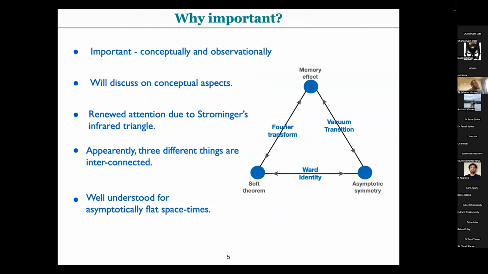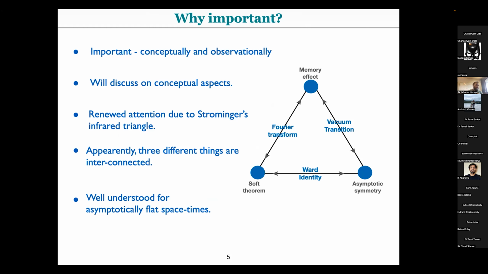So why is understanding the memory important? This is important both conceptually and observationally. As I said, the gravitational wave template can carry the signature of memory, and I think the space-based detector LISA is more prone to detect the memory effect. In my talk, I will focus on the conceptual aspects, and there is renewed attention on memory due to this famous infrared triangle. In the three corners of this triangle are the memory effect, asymptotic symmetries, and soft theorem. And memory effect and asymptotic symmetries are related by the vacuum transition.